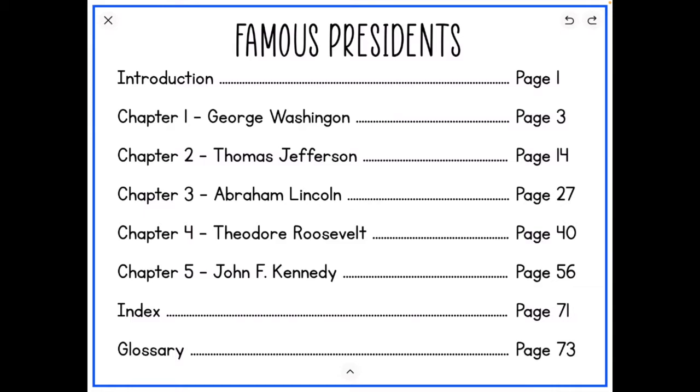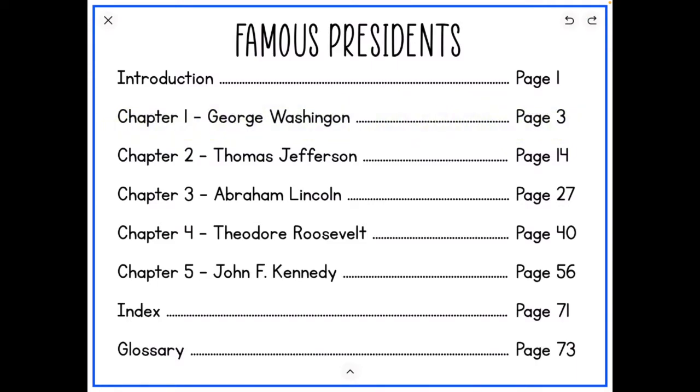For example, this is a table of contents page found in a book about famous presidents. As you can see, there are many different topics and page numbers found in the table of contents. First up, we have the introduction, found on page 1. Next is chapter 1. This is a chapter all about George Washington, America's very first president. Information about him can be found on page 3.